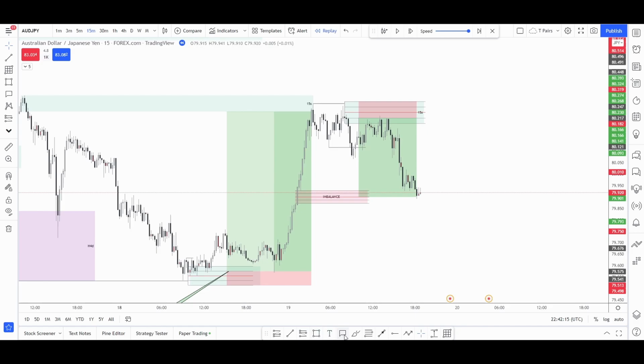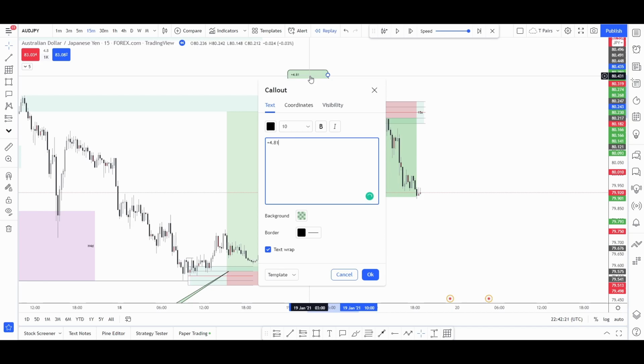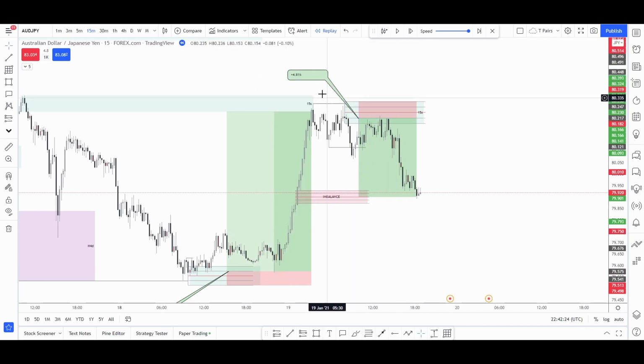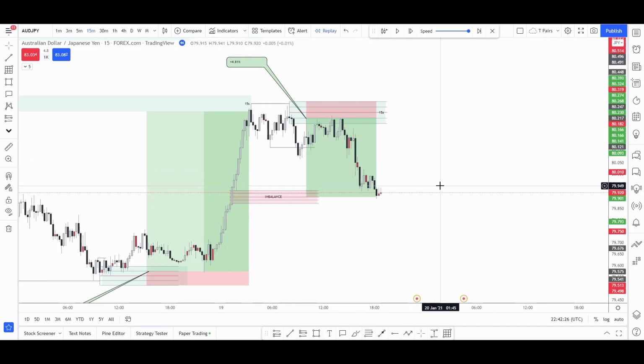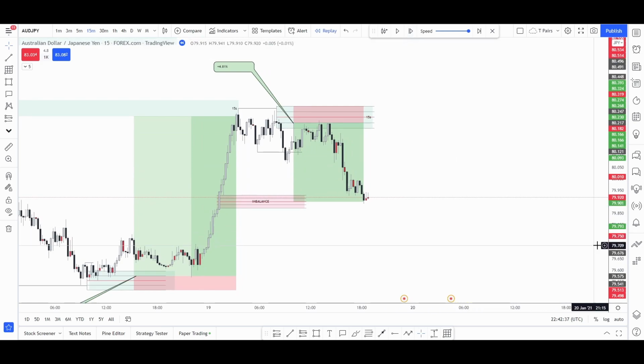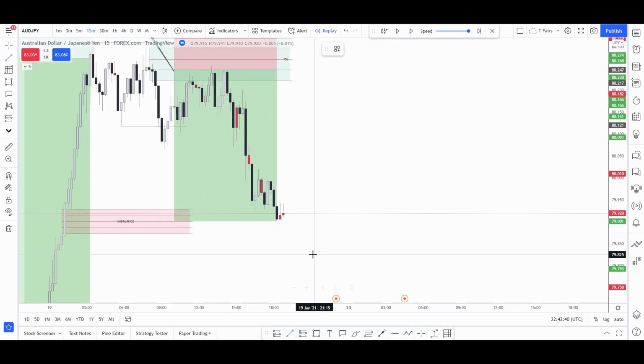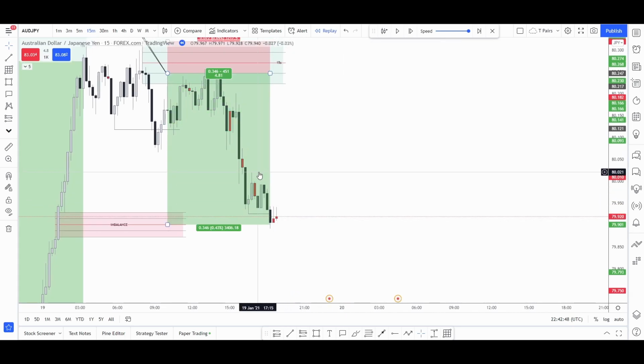So that is plus 4.81%. And we would be tagged in if we had got stuck in. So let's see. We do have potential reversal on its way anyway, so that's actually that one. It's actually there. But let's do that one.